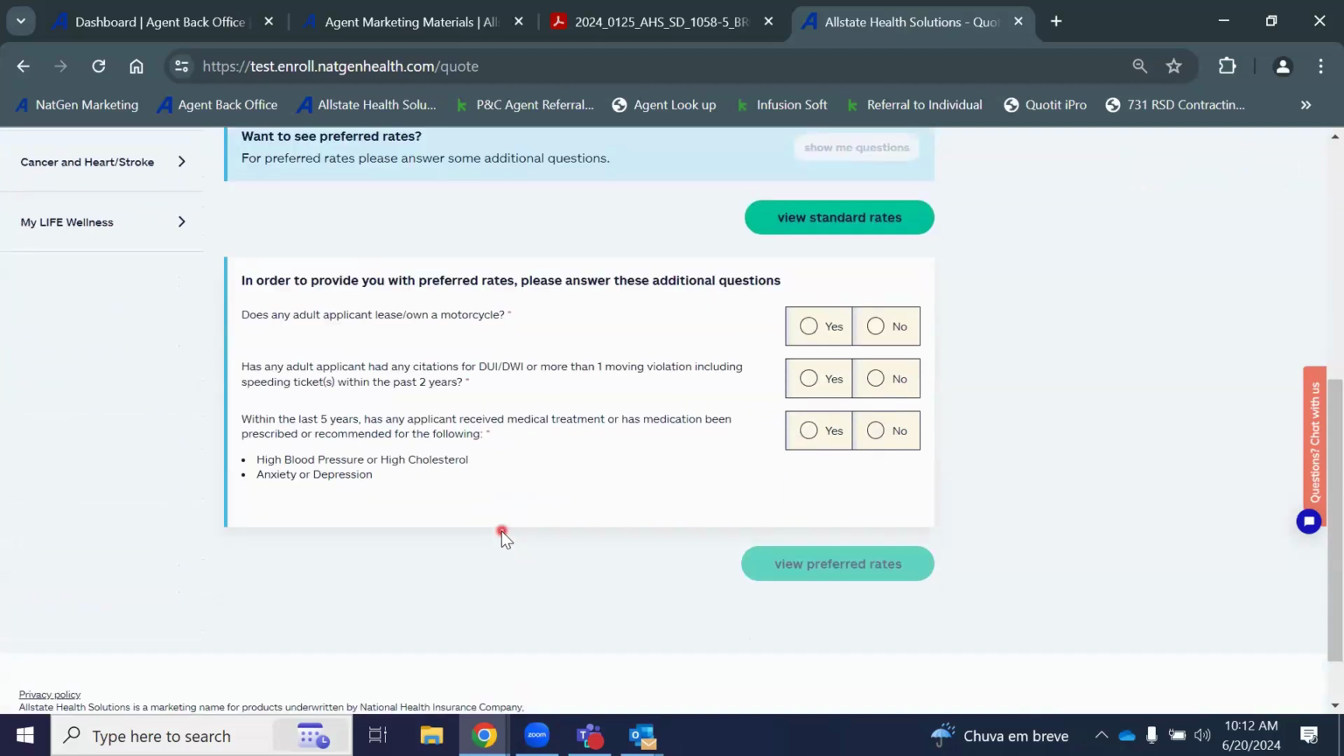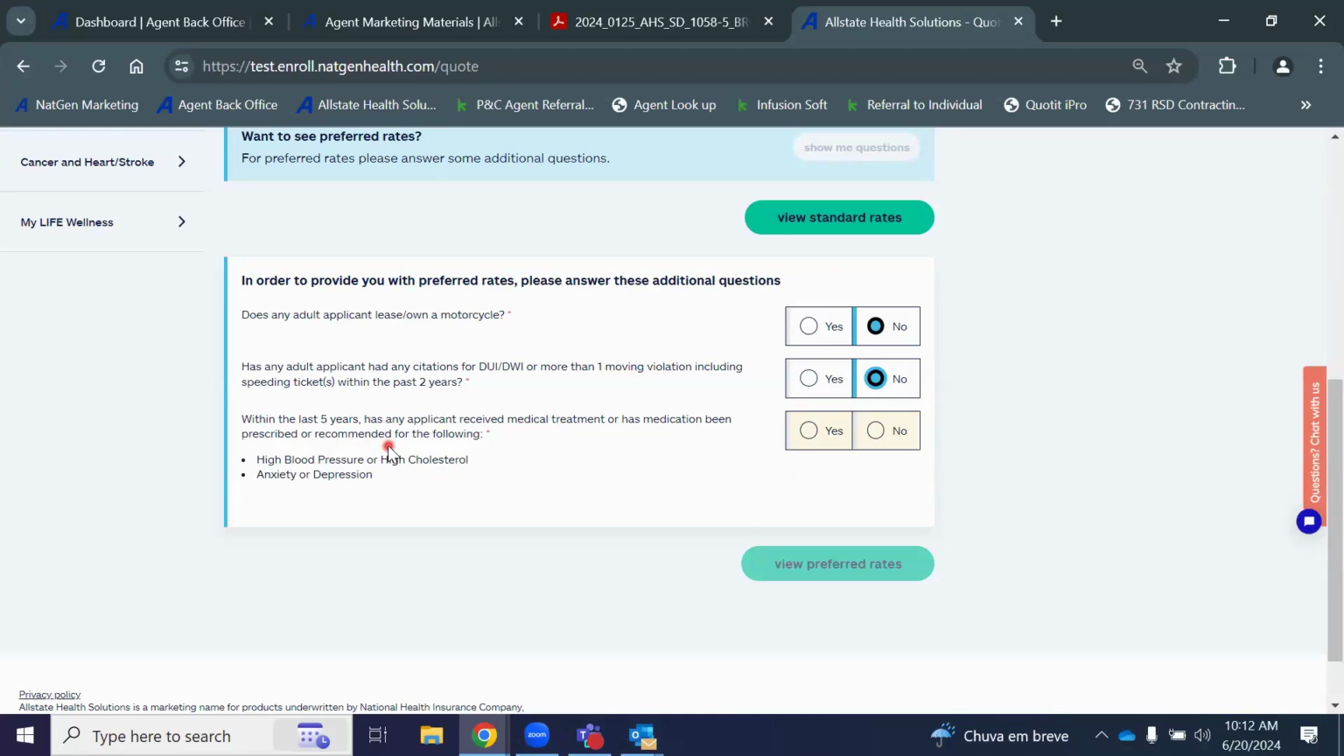Additional questions are, does the client own or lease a motorcycle for high-risk items? Has the client had any DWIs, moving violations? Let's say no. The last question is one that sometimes could trick us a little bit here. This question says, in the last 5 years, has the applicant taken high blood pressure, high cholesterol, anxiety, or depression medication? This is not a knockout question.